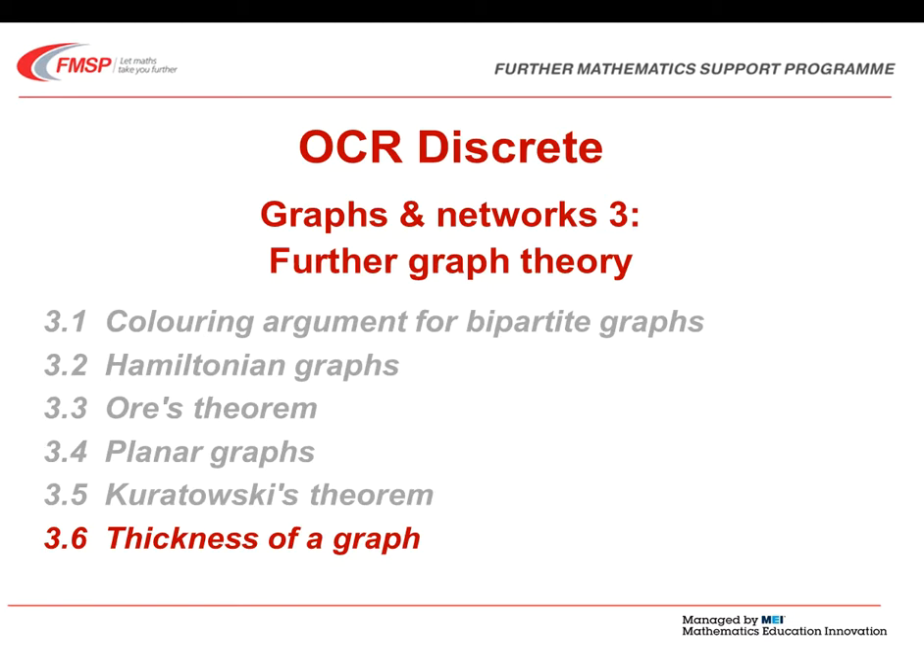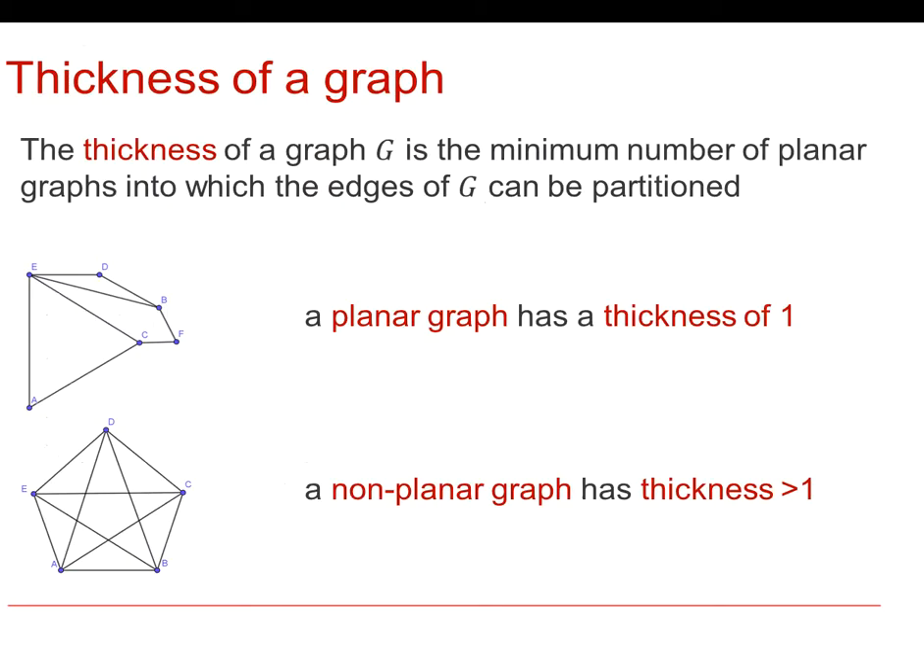Hello, this is the 6th video for Graphs and Networks Series 3 on Further Graph Theory for OCR Discrete Further Mathematics, and we'll look at the thickness of a graph. The thickness of a graph G is the minimum number of planar graphs into which the edges of G can be partitioned. By partitioned, we mean split up into layers.